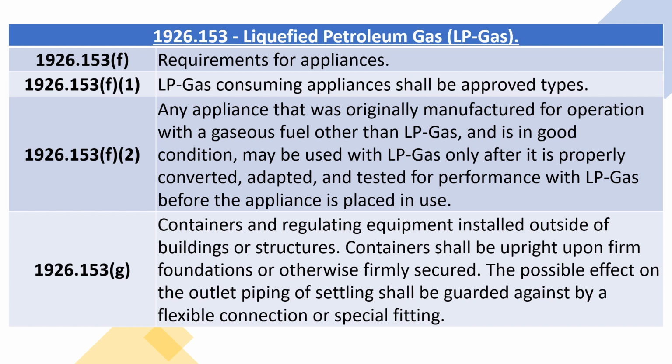1926.153(g), Containers and regulating equipment installed outside of buildings or structures. Containers shall be upright upon firm foundations or otherwise firmly secured. The possible effect on the outlet piping of settling shall be guarded against by a flexible connection or special fitting.